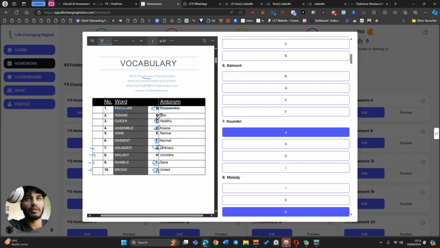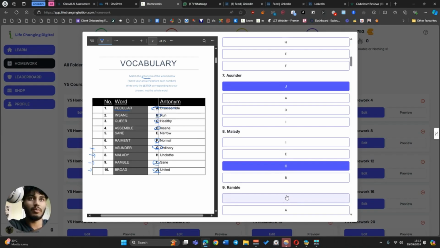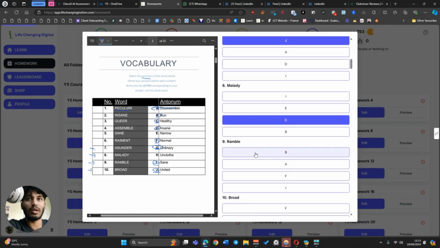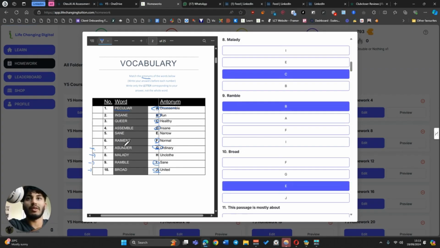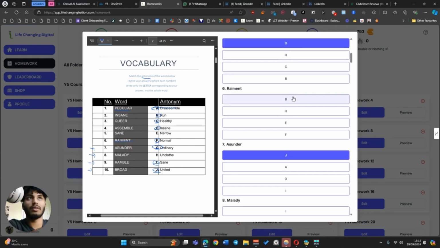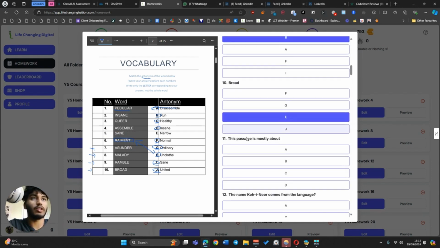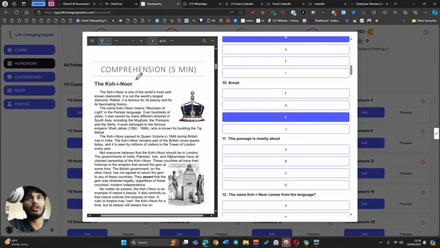Ramble is to walk, so I guess running would be a nice antonym for rambling, because you're going fast rather than slow. And then broad and narrow are very clearly opposite, and now we're left with the one word that I didn't know, which is raiment. So unclothed is the antonym, it looks like, because that's the only one left. That means raiment would mean to clothe yourself, I assume. Yeah, so it's basically dressing in decorative clothing. I just looked up the definition, but that is all of the first 10 questions done. Now we're on to the comprehensions.